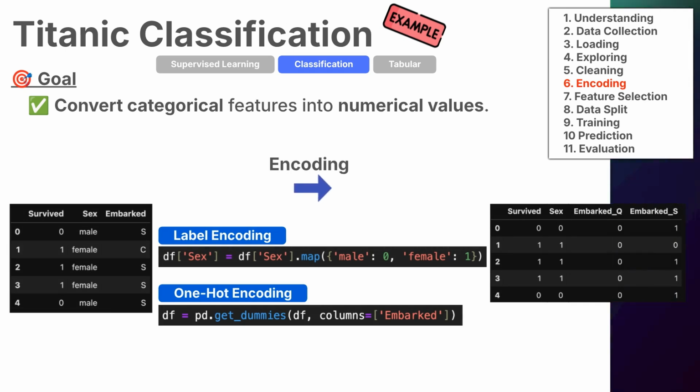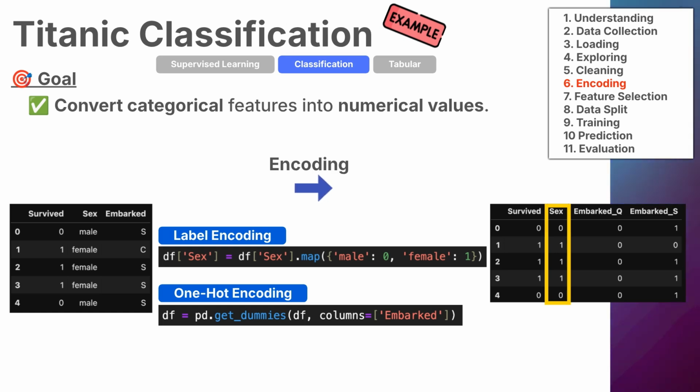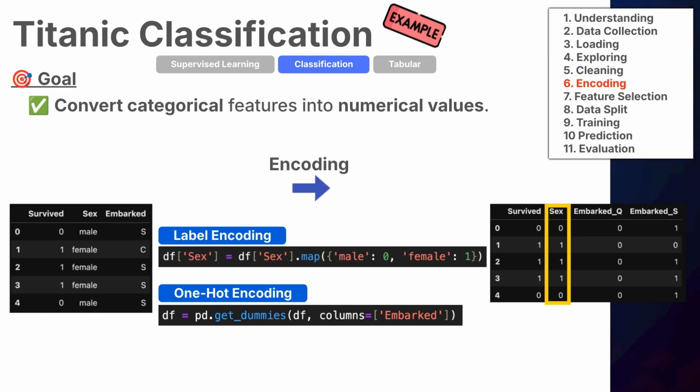The sex column contains binary categorical values, male and female. We use label encoding for this, which assigns a numerical label to each category. This method is appropriate because there are only 2 categories and no additional columns are needed.